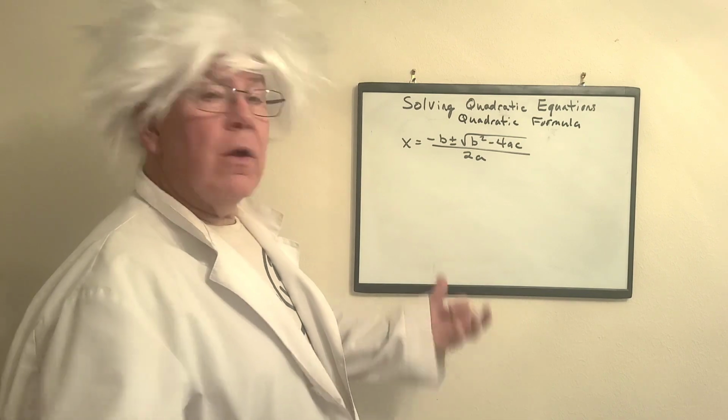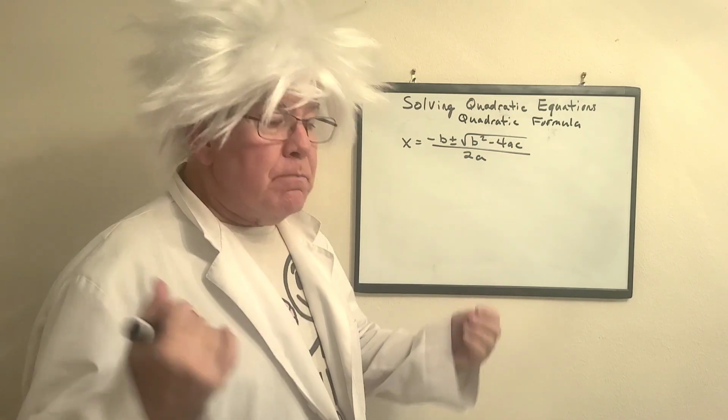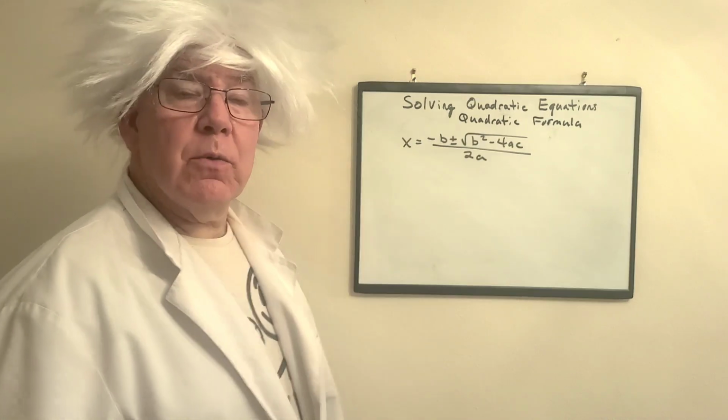Okay? Now, this is the last way. This is a plug and chug method. Normally what you got to do, you got to have a calculator. So this is the quadratic formula.